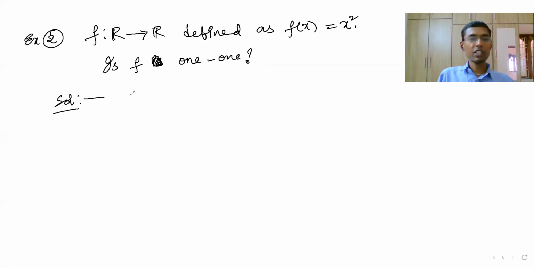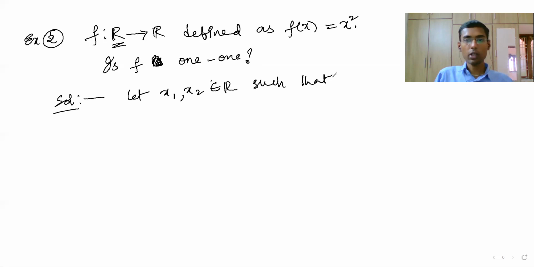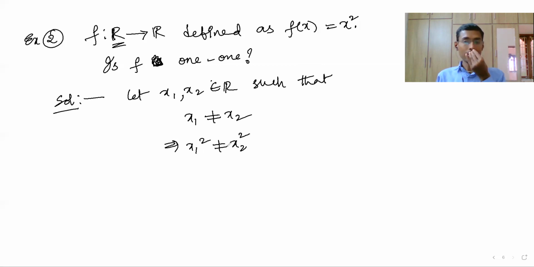Now, like the previous one, let x1, x2 belong to R, that is, this set A, such that x1 is not equal to x2. That implies x1 square is also not equal to x2 square. Yes or no? This one is not a 1-1 function. Why? Because two elements have the same image.